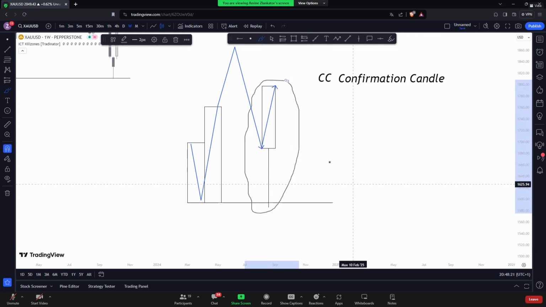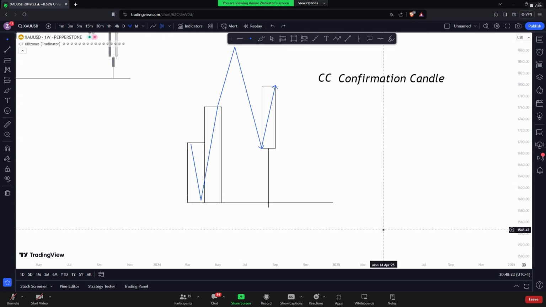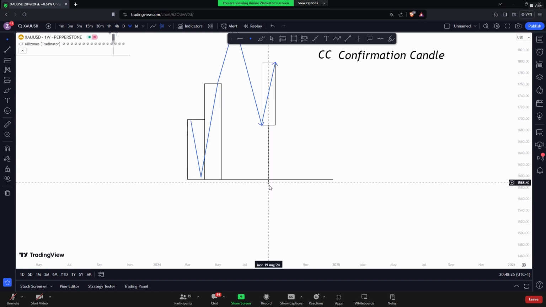The third thing is a sharp reaction. So if you see a wick that goes in a big drawdown or something like this, it does not count. It has to be basically 10 pips max in reaction.